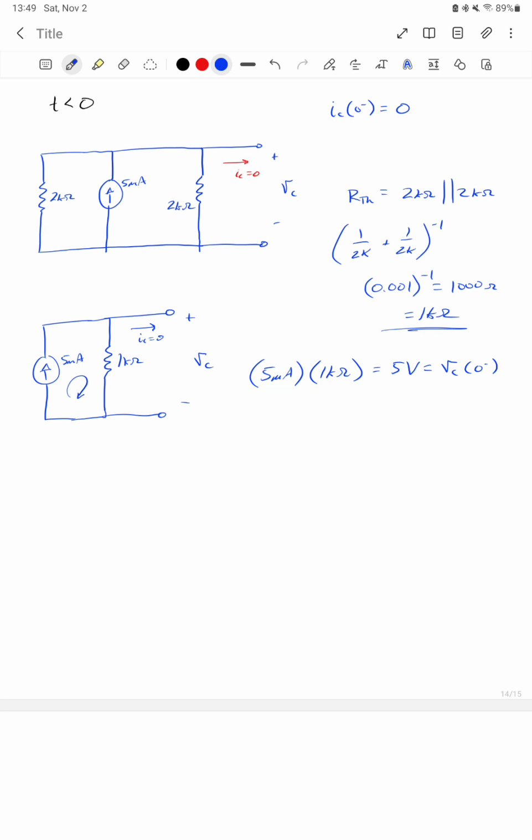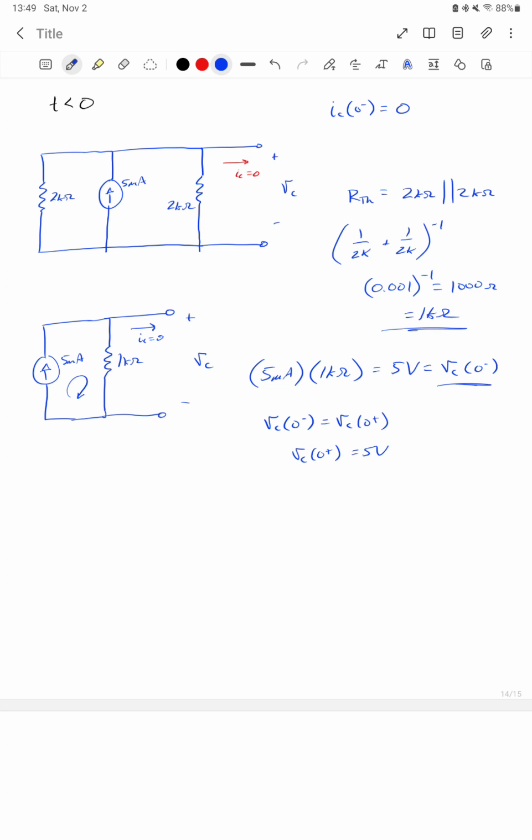And again, you could theoretically do a couple things to figure that out. You could do nodal analysis right here too if you really wanted to. But the gist is that our VC of 0 minus is going to be 5 volts. And then we said earlier, VC of 0 minus is equal to VC of 0 plus. So that means that our VC of 0 plus is equal to 5 volts.